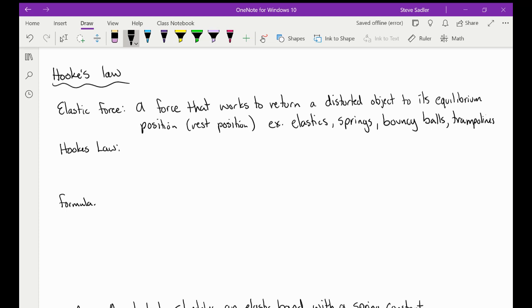So this is all governed by Hooke's law. Hooke's law states that the amount of restoring force, or elastic force, is proportional to the amount of distortion.